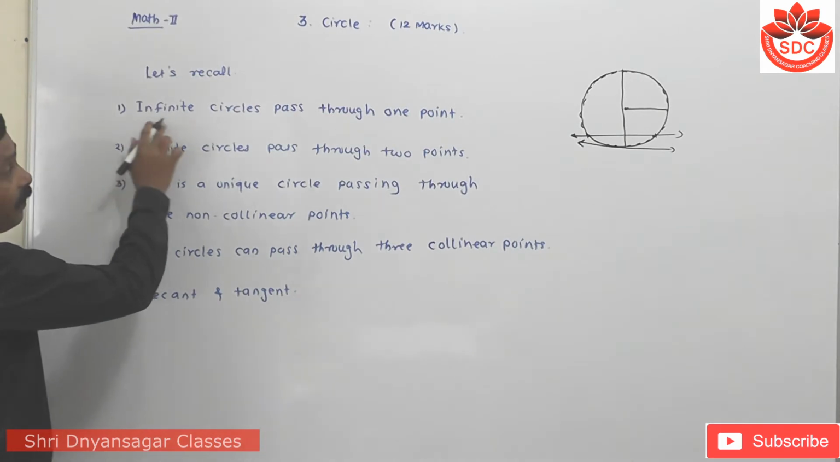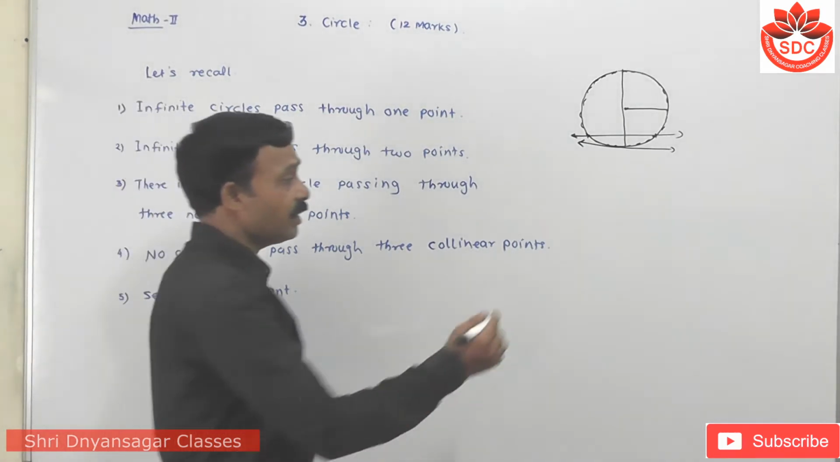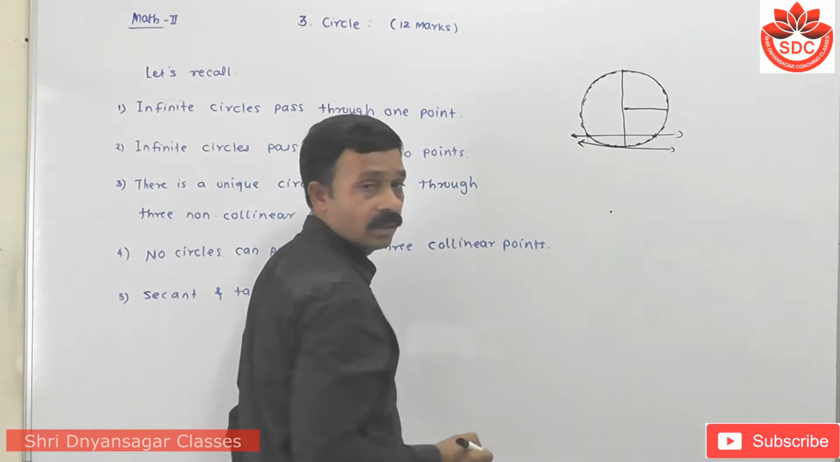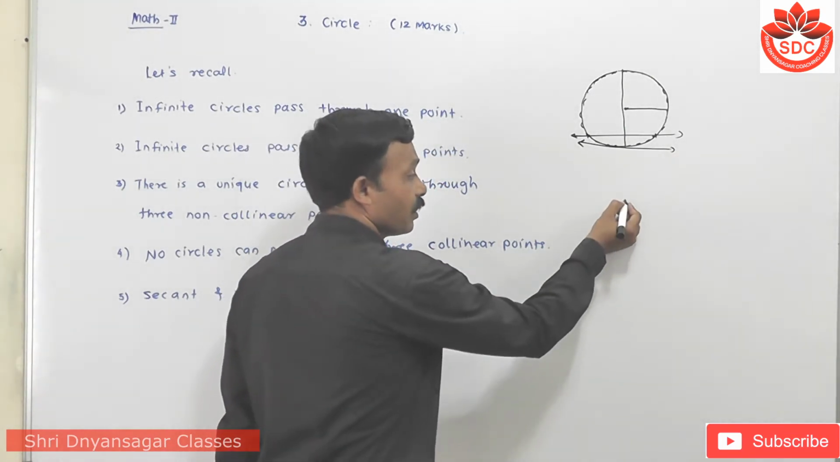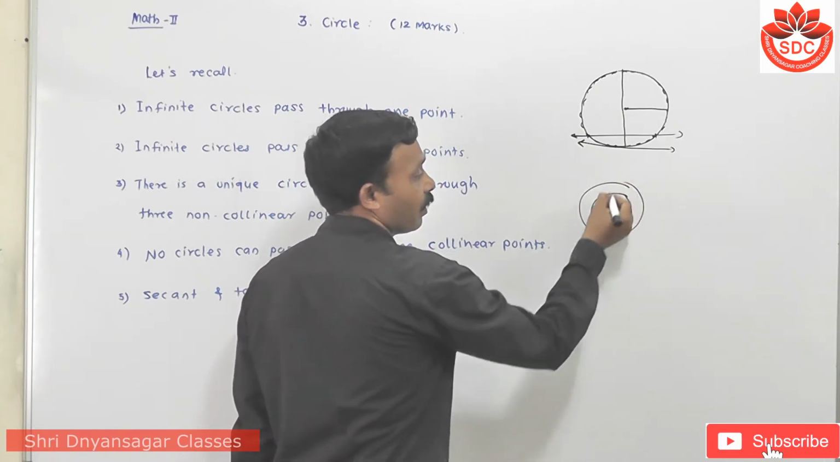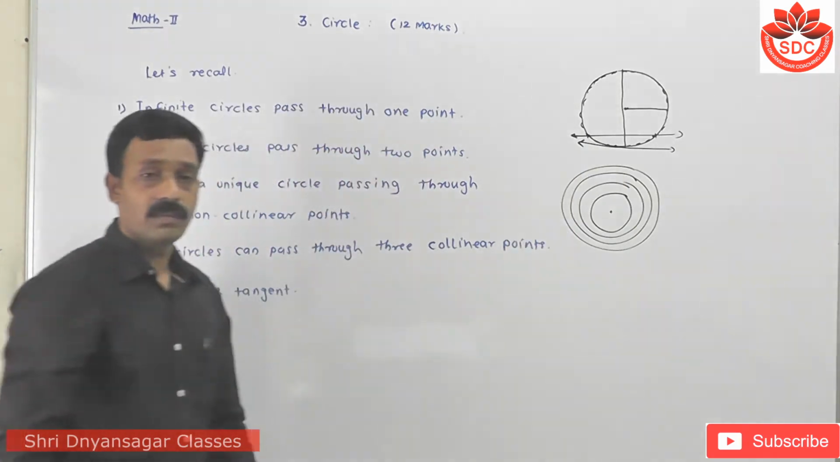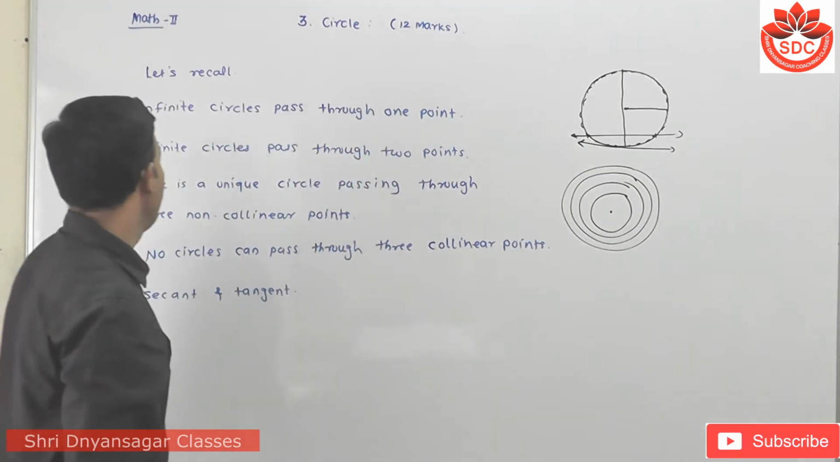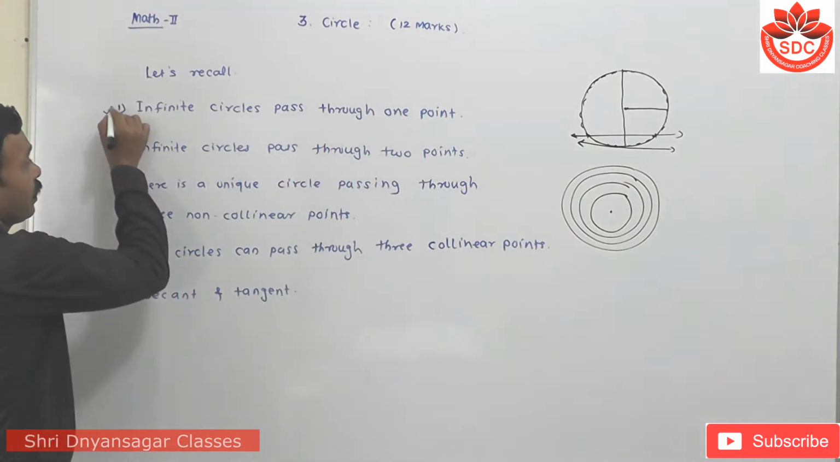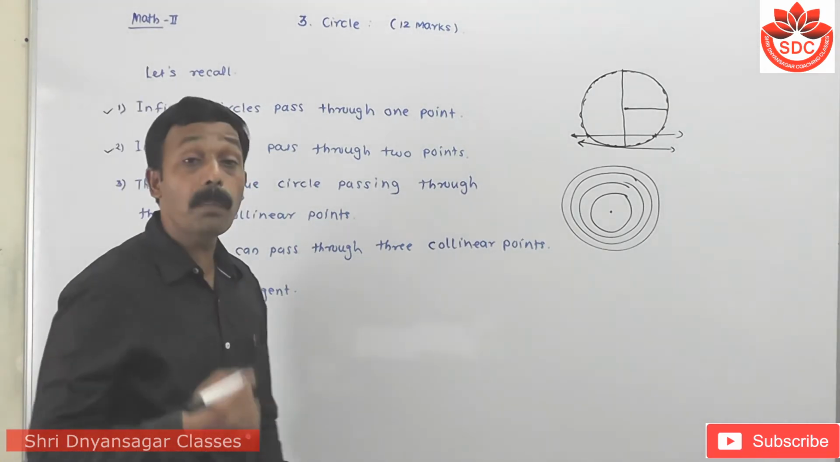The first point is that infinite circles pass through 1 point. Suppose we take 1 point here, we can draw infinite circles. Taking this point as center and different radii, we can draw infinite circles from a fixed point.